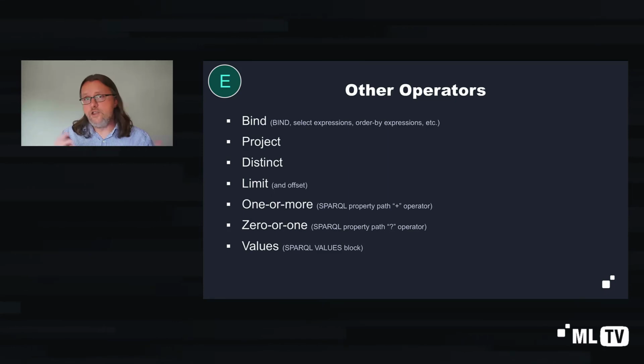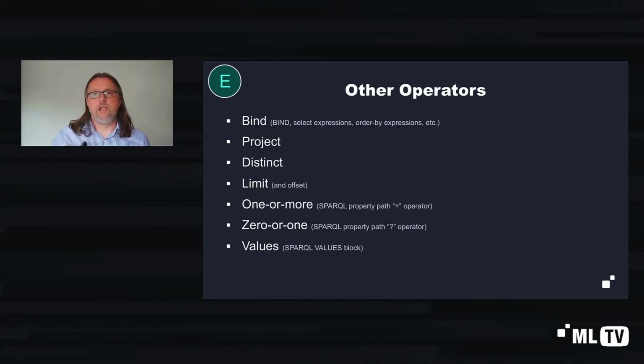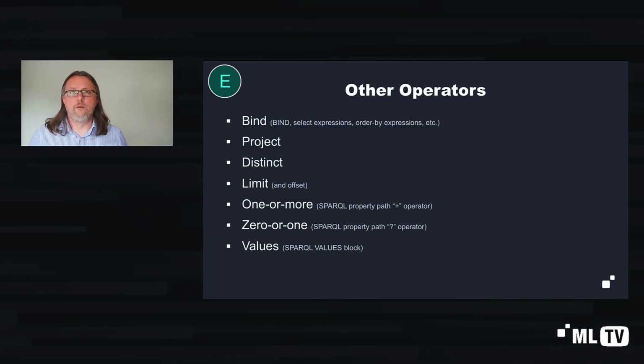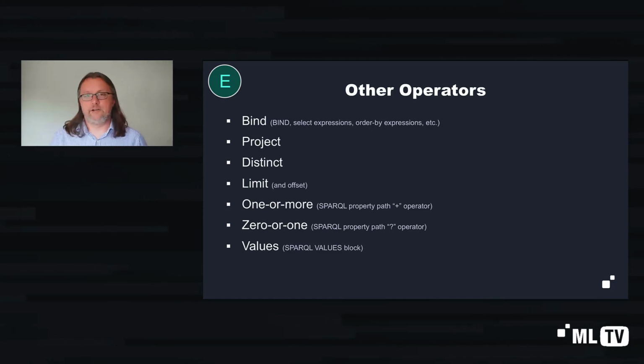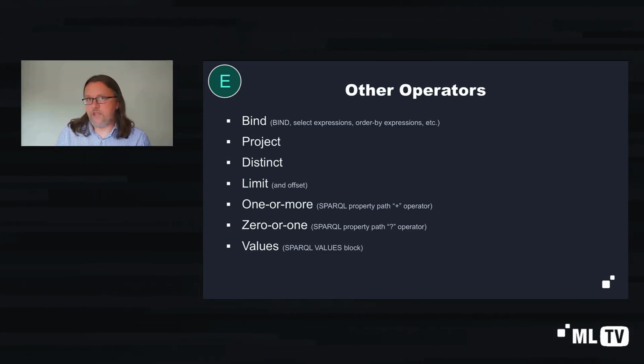There are a number of other operators that are less well known and less well used in the Optic Engine, and all of these execute on the E node. Just a few of these are the bind operator. That's responsible for bind expressions and for select expressions. Any kind of scalar expression that needs to be evaluated will use a bind. We've also got a projection operator and a distinct operator. There's the limit offset operator.